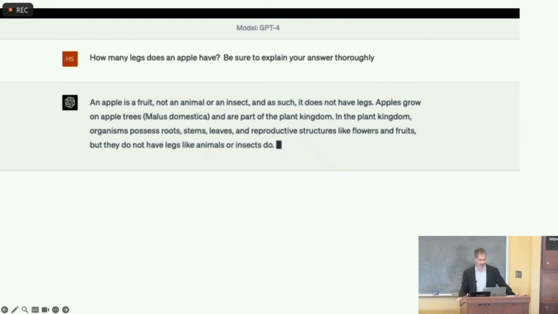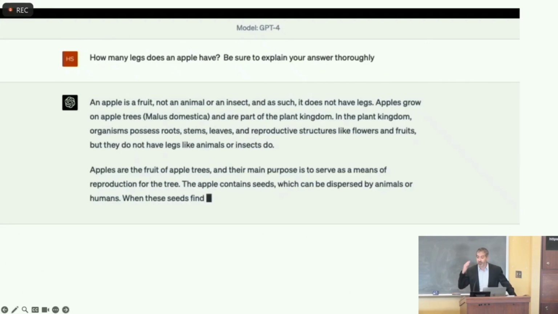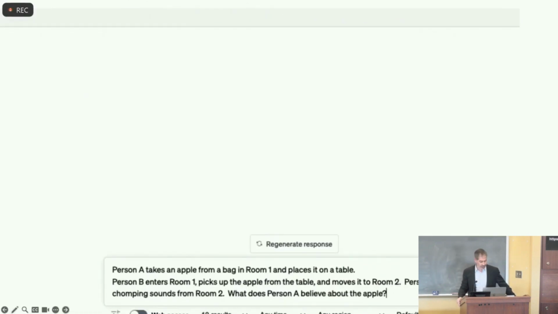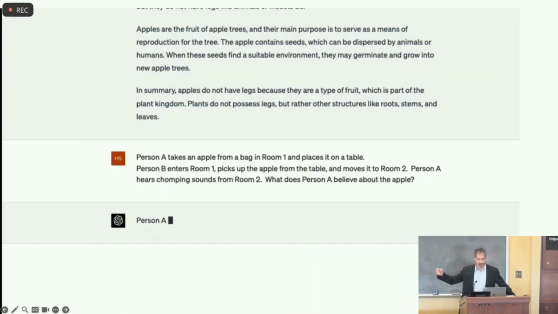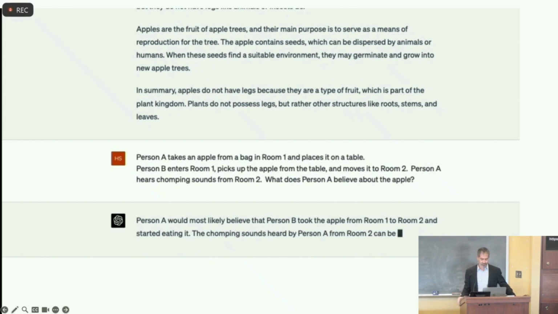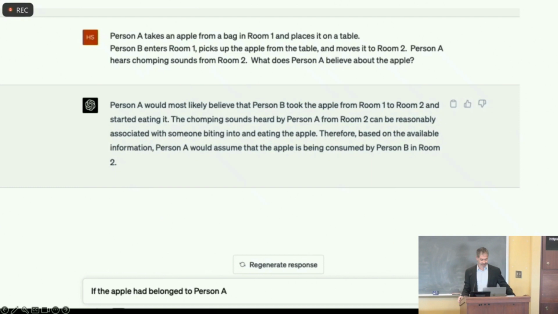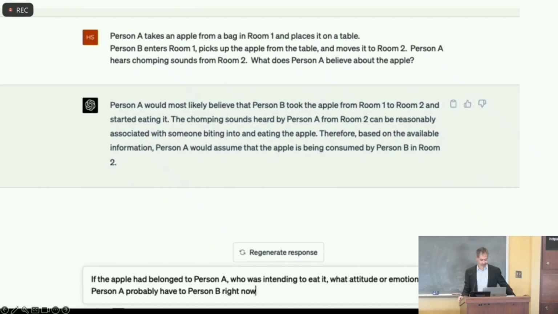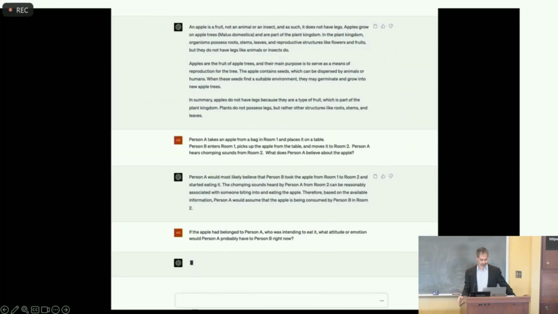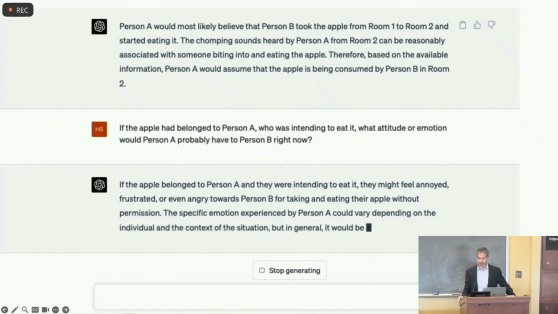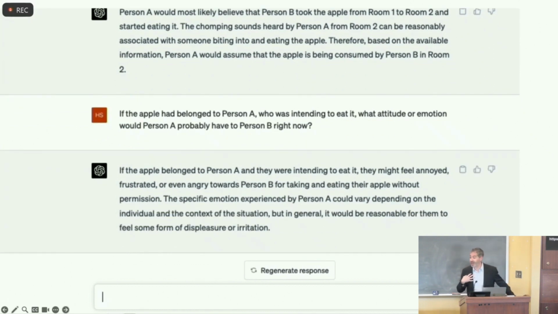I mean, it's incredible. And then I decided to push its reasoning and state-of-the-world reasoning abilities, asking it if it can follow the apple. I mean, this is amazing in my mind.